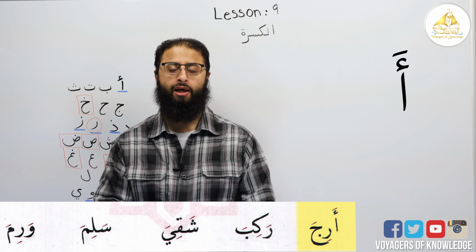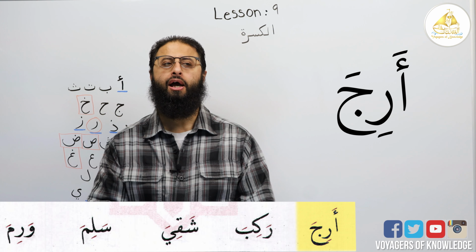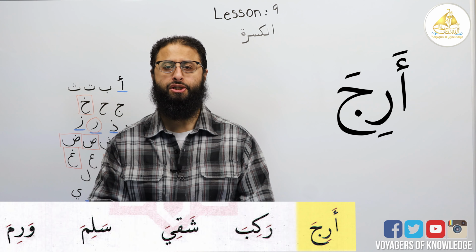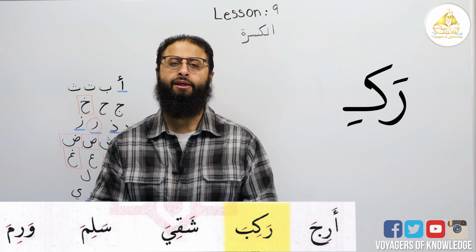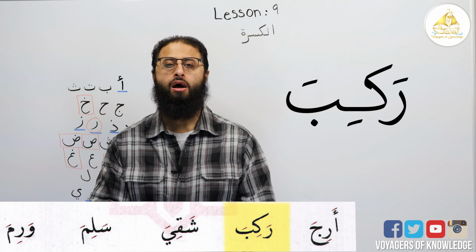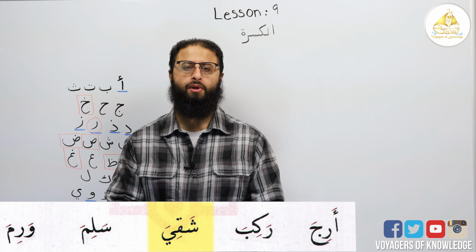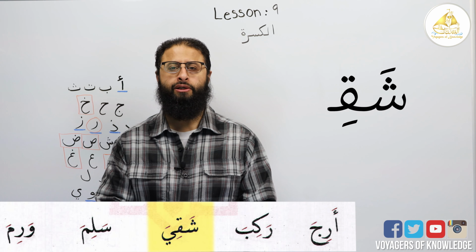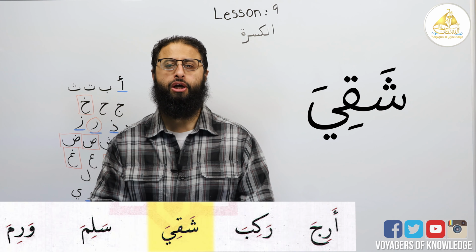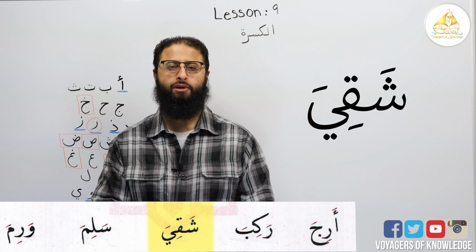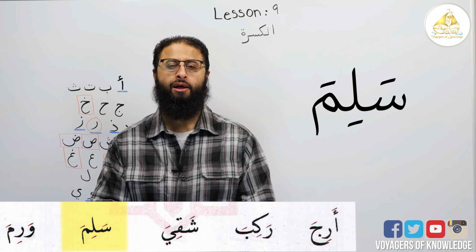Next word. A, Ri, Ja, Arija, Arija. Next word. Ra, Ki, Ba, Rakiba, rakiba. Next word. Sha, qi, ya. Shaqiya, shaqiya. Next word. Sa, li, ma.